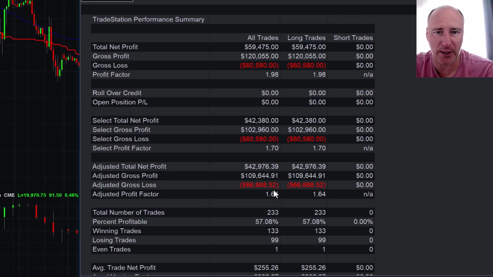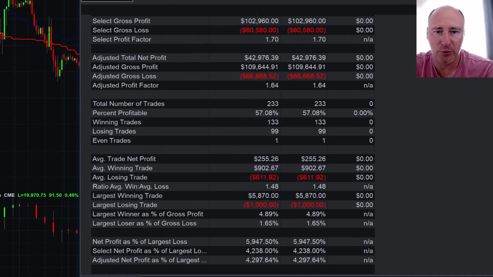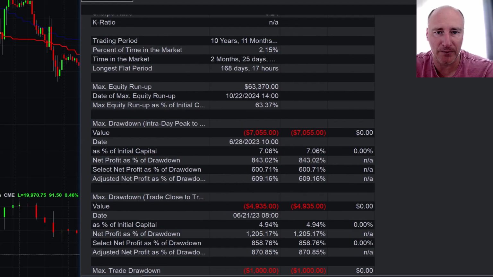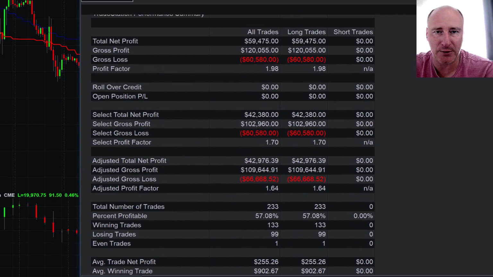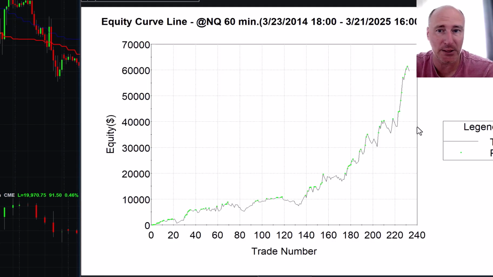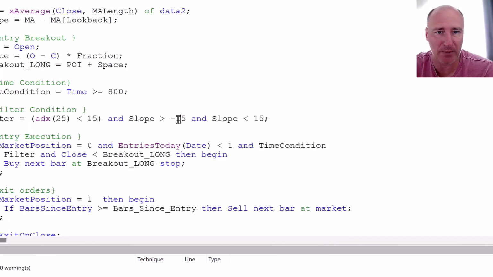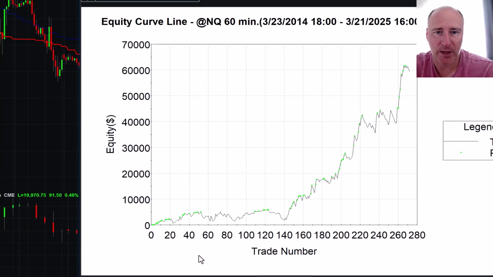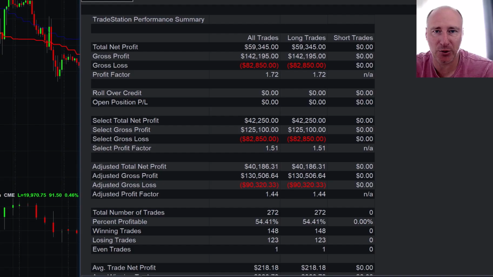59,000 profit, 57% profitability, average trade 255, and drawdown below 5,000. So the net profit drawdown ratio is almost 12-1. This is spectacular. Guys, this is absolutely fantastic. Wow, this is better improvement than I expected. Let's try also 20. And I don't think this one is so great anymore.